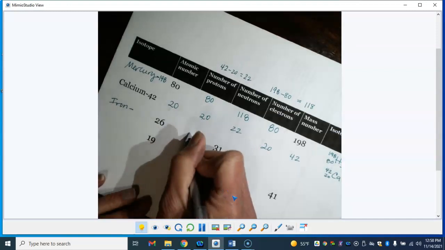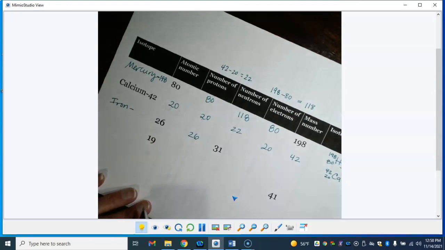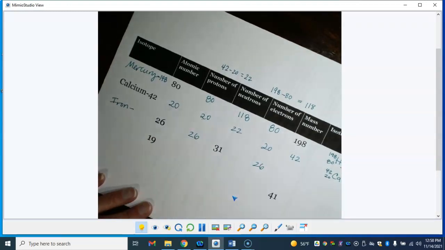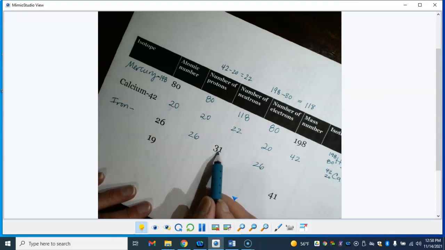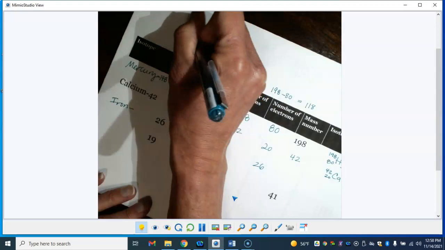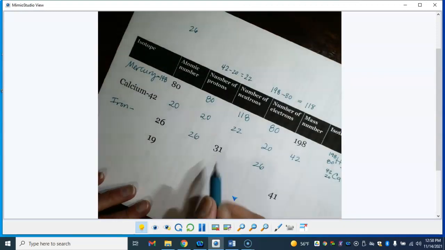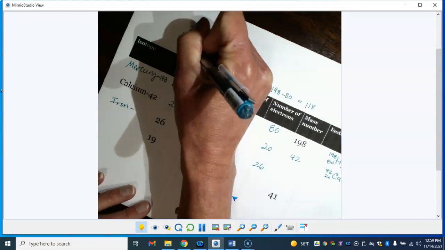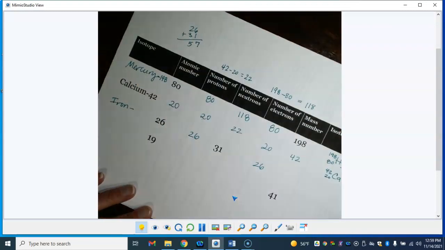Number of protons would then be 26. Number of electrons is going to be 26 because the electrons always equal the protons. We're going to calculate the mass number here. We're going to take the number of protons and add it to the number of neutrons to get my mass number. So I'm going to take 26 and add it to 31. That will give me 57. So my mass number in this case is 57.